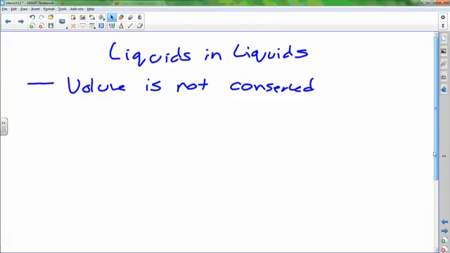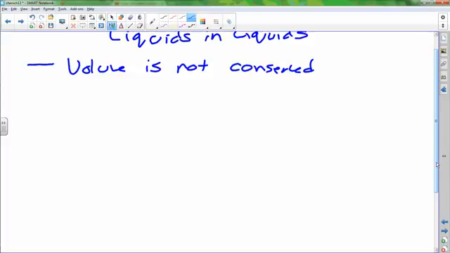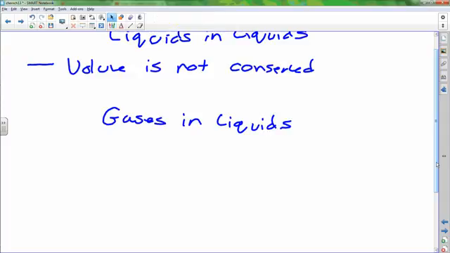Okay? And we can also have gases that are dissolved in liquids. If gases didn't dissolve in liquids, then fish wouldn't be able to breathe. Fish extract oxygen that is dissolved in the water out through their gills. Fish have to breathe too, they just get it from the water instead of from the atmosphere. It's like a secondary breathing apparatus.